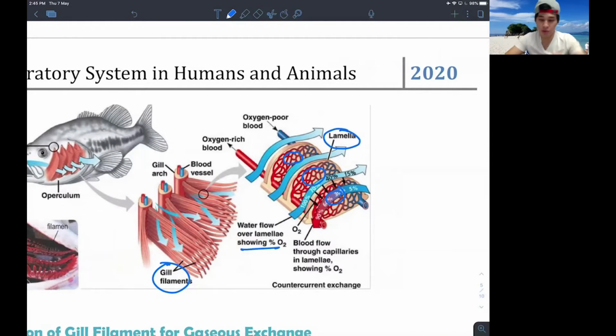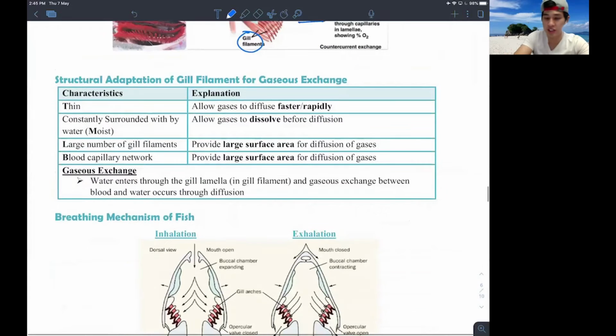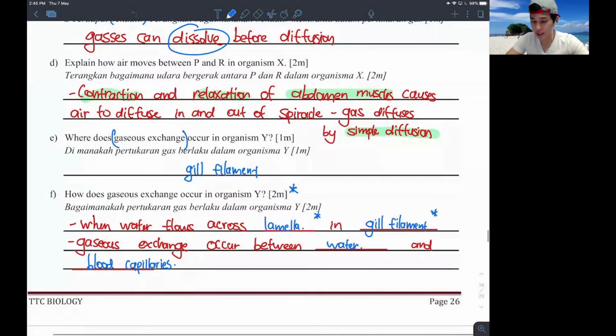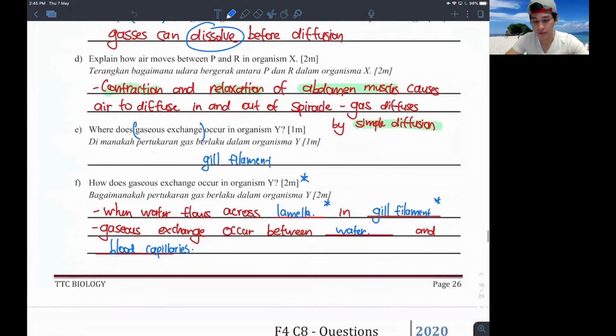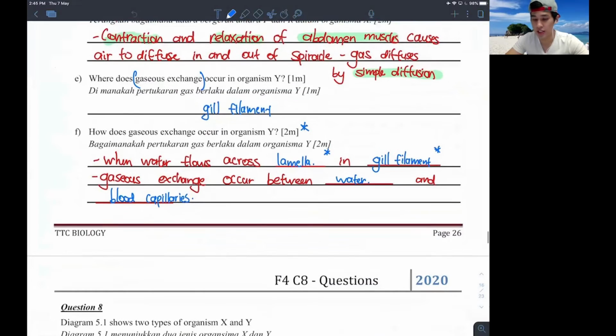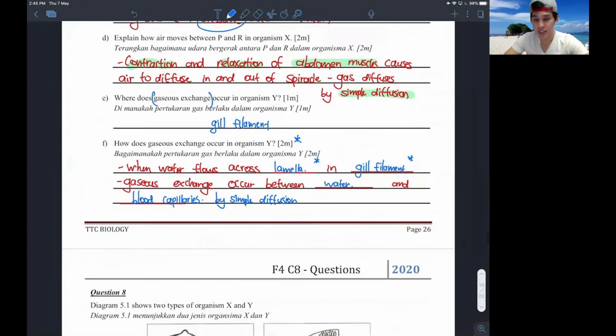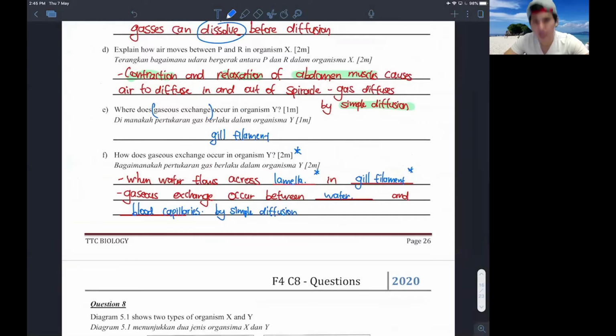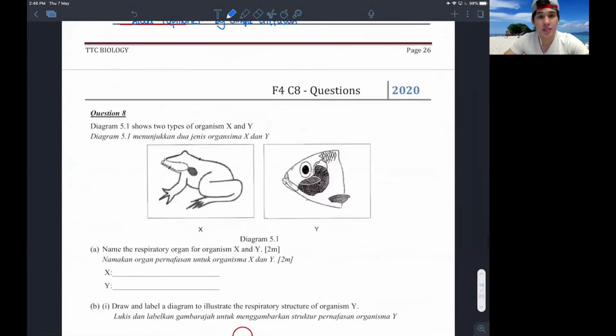Okay, it's that simple. So the answer that I wrote just now is actually from here. So that's how gases exchange occurs. So you can say gases exchange occurs between water and the capillaries. If you want to, you actually can add this one. Done. First question. Okay. Next.